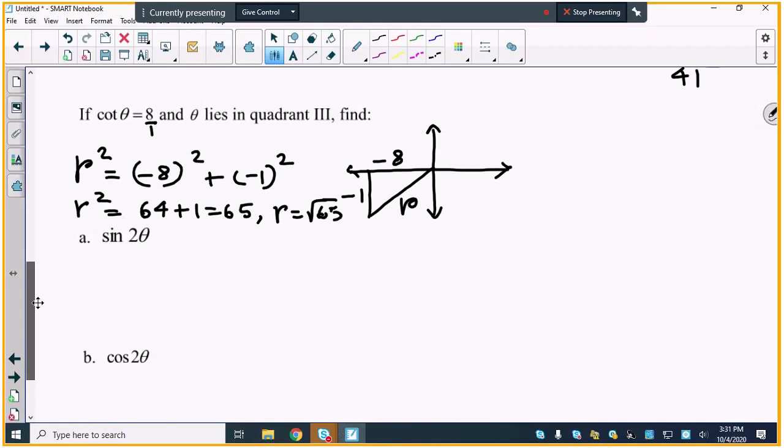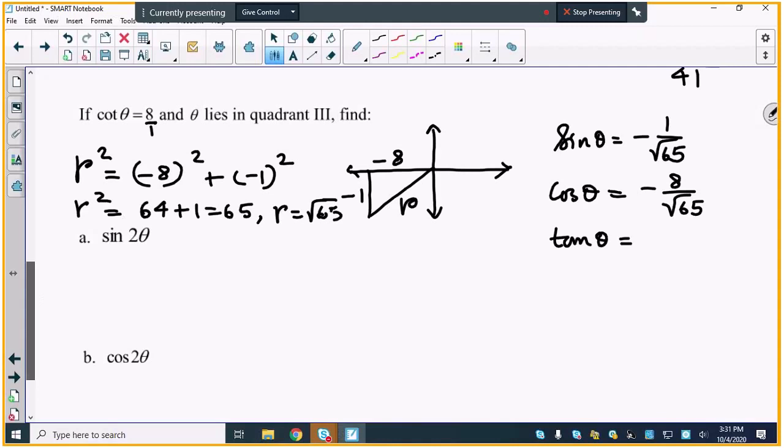So first, I need to know sine theta. Sine of theta is opposite, so negative 1 over square root of 65. Cosine of theta is adjacent, so negative 8 over square root of 65. Tangent theta is the ratio of them, or you can say it is opposite over adjacent, so that's negative 1 over negative 8, so this is 1 over 8.